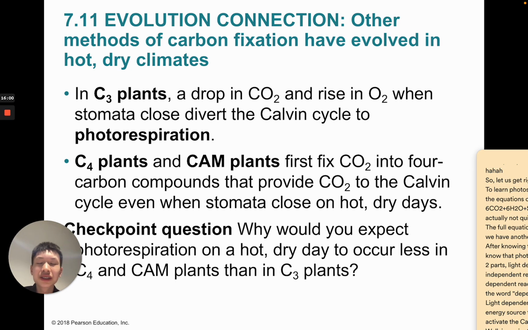And what is the difference between C4 plants and CAM plants? As the description here says, they first fix carbon dioxide into 4 carbon compounds that provide carbon dioxide to the Calvin cycle even when stomata are closed on hot dry days. Notice that on hot dry days plants want to survive. So hot dry days, you may think of some desert like the Sahara Desert. Yes, that's like cactus. Some of the plants in the desert, in the extreme areas, evolved to have C4 and CAM pathways for their survival.